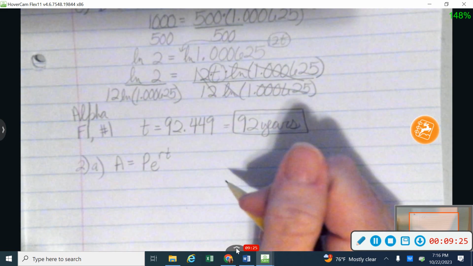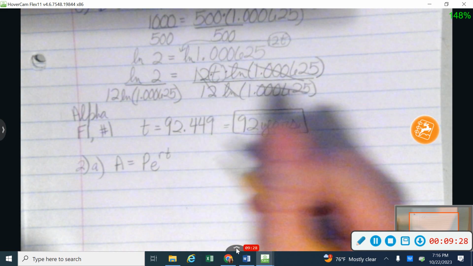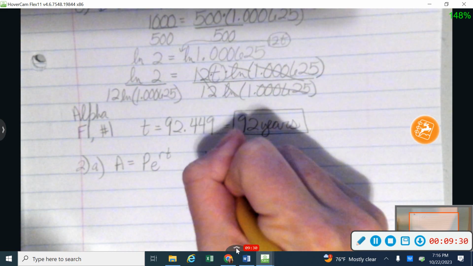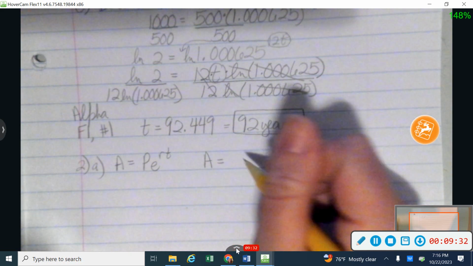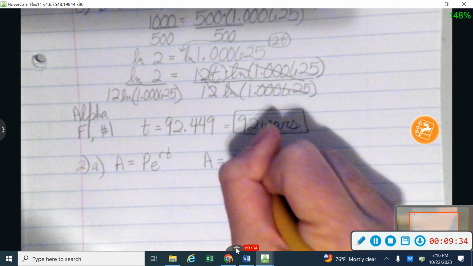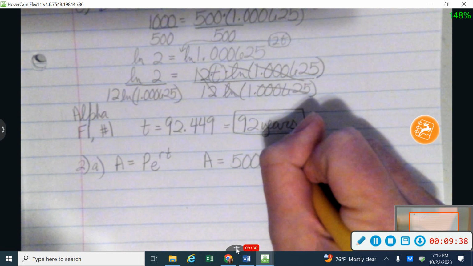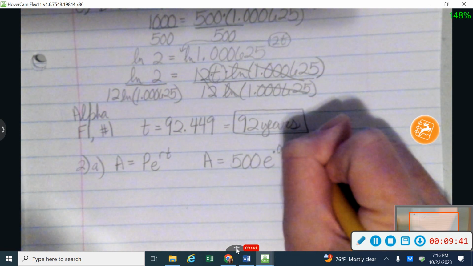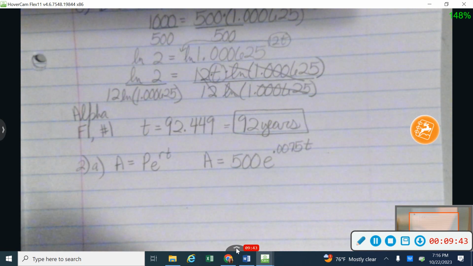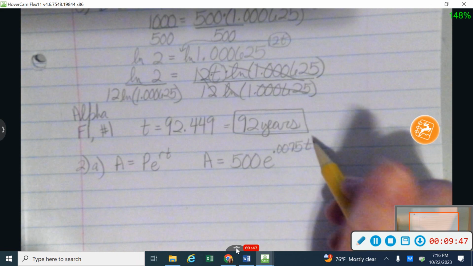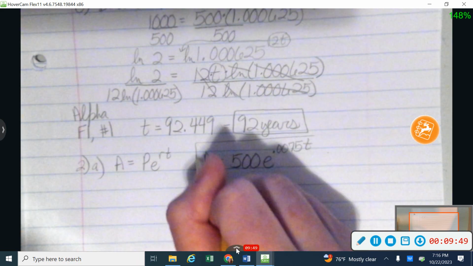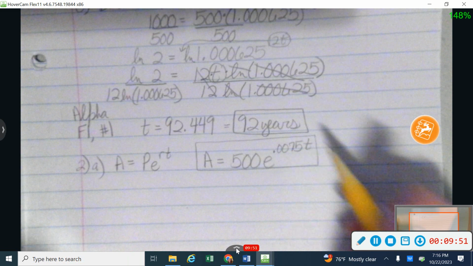All right, so I have all of the same numbers here. So my same A, P, rate, all of that still applies. So I'm going to be finding A when I have my P value, my principal value of $500 E, and then my rate is going to be the 0.0075. Don't forget to change that rate into a decimal, which we already did up there on number 1. And so that right there is my formula that we're going to be using for all of number 2.